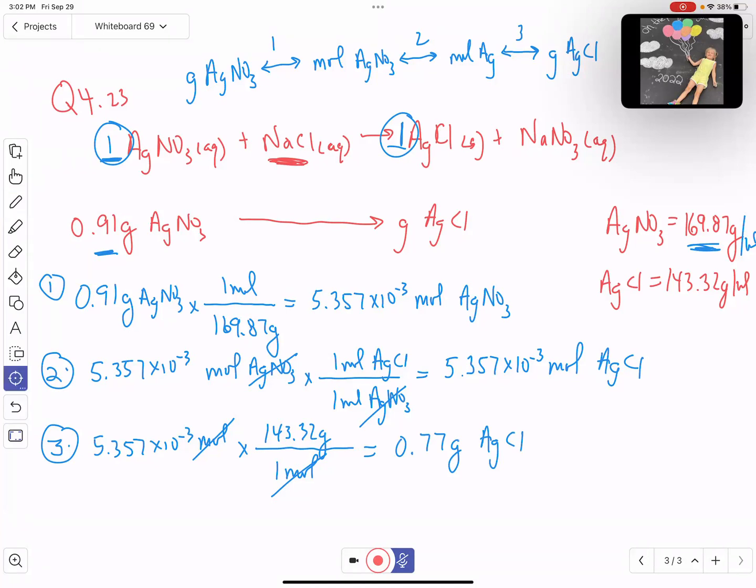So again, like a lot of these problems, we can't go mass to mass. I can't go from mass of silver nitrate to mass of silver chloride. I have to go through moles. So we convert mass to moles using the molar mass. Then I use the mole ratio to go from moles of silver nitrate to moles of silver chloride. So a 1-to-1 ratio there. And then once I know moles of the silver chloride, now I can bring in the molar mass of the silver chloride to tell me the mass of silver chloride I would expect to make in this reaction.